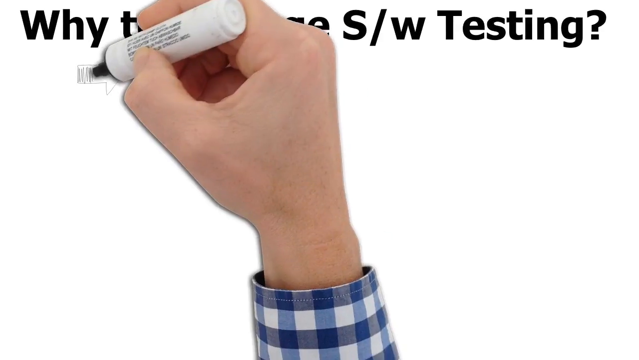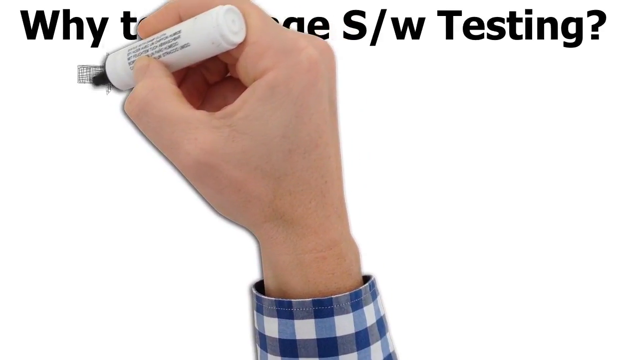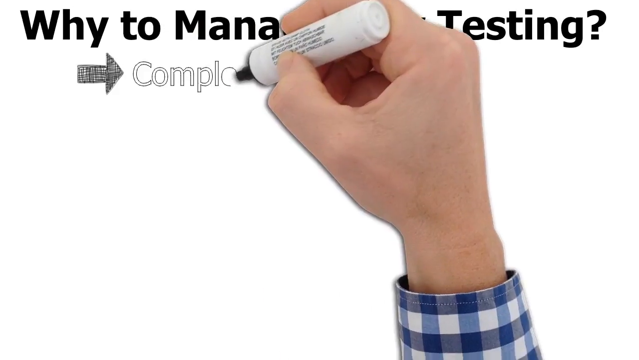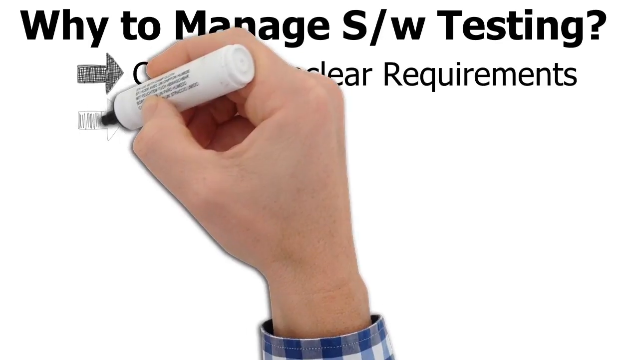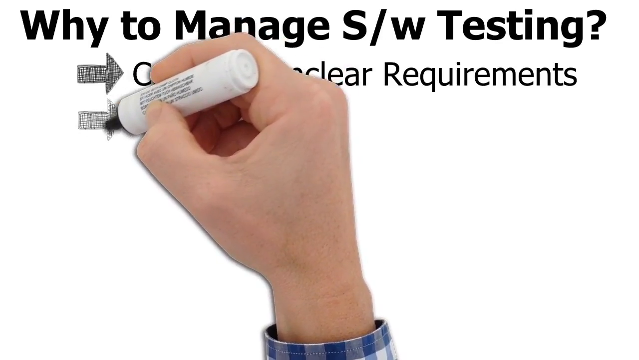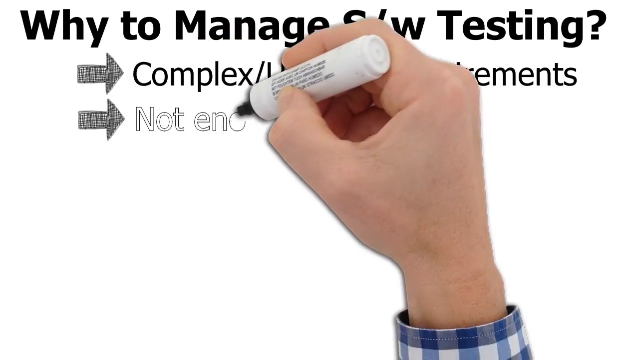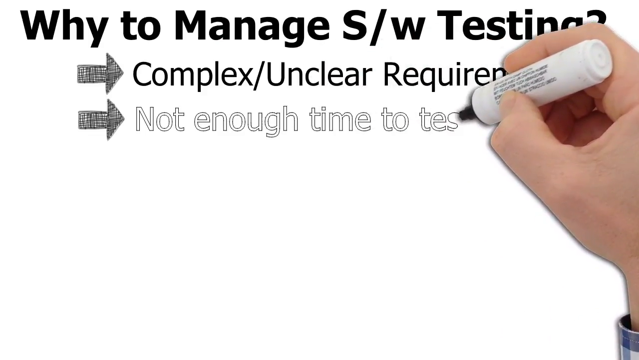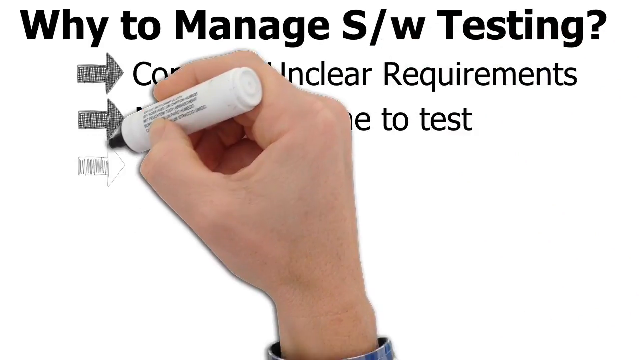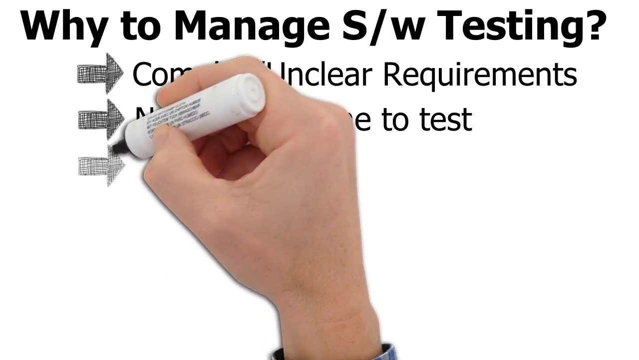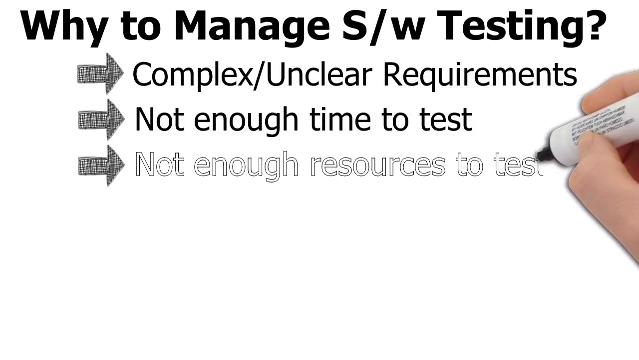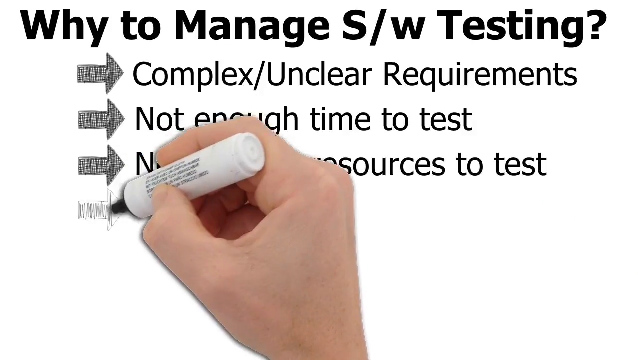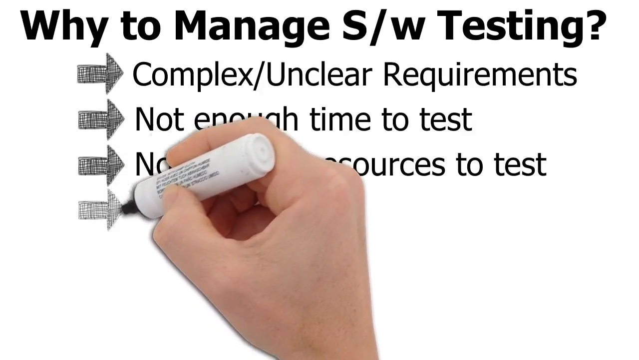Moving on to the next slide, it says why to have software testing being managed. Why manage the software testing? Because software testing projects are very complex and might be unclear. They might have some unclear requirements. Most of the time it has been seen, especially in the agile environment, that testers don't have enough time to test, so they have to do smart testing, which needs to be planned and managed.